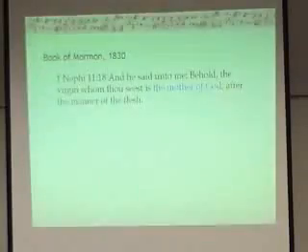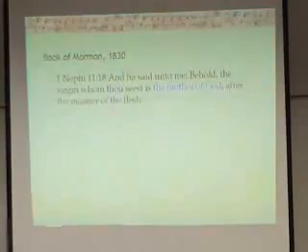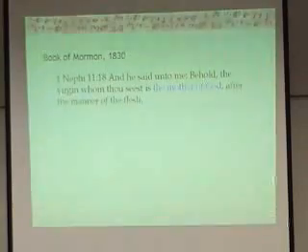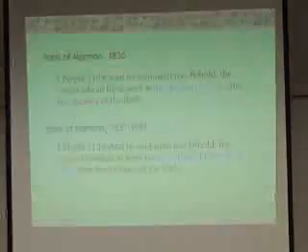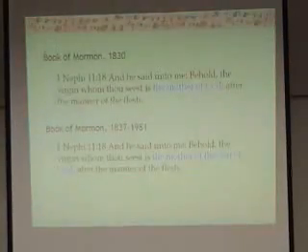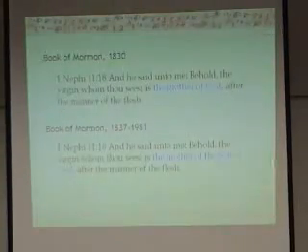The verse we know is 1 Nephi 11:18. It read: "And he said unto me, Behold, the virgin that thou seest is the mother of God after the manner of the flesh." But in the 1837 edition, Joseph inserted "the Son of," so that the verse has read ever since: "And he said unto me, Behold, the virgin whom thou seest is the mother of the Son of God after the manner of the flesh."